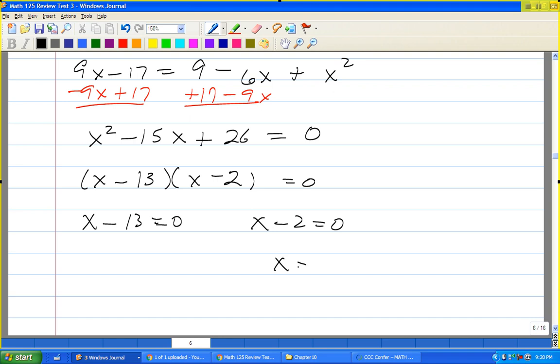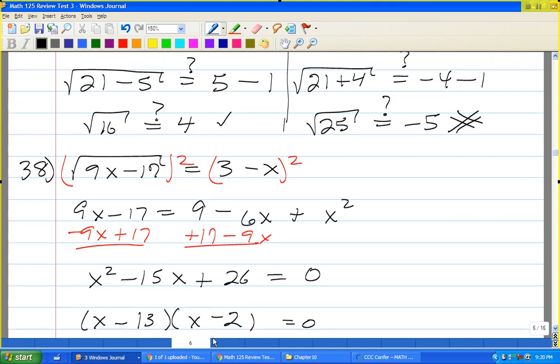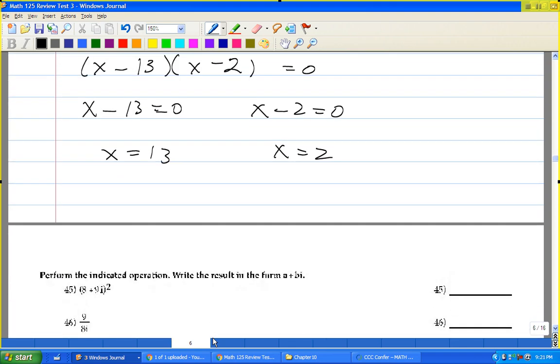So x is equal to 2. And x is equal to 13. Now let's check. Problem 38. Let's check what happens when x is 13.